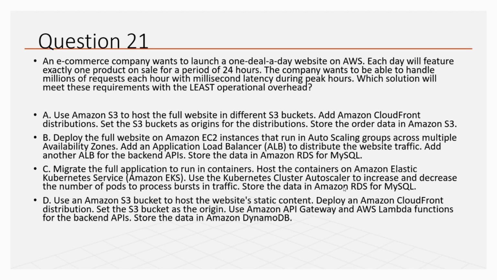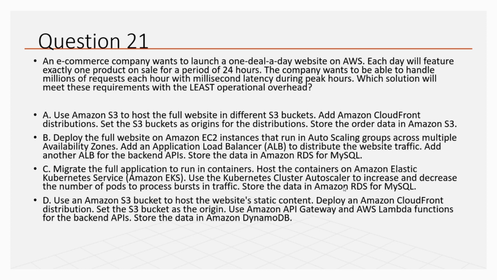The options that are given to us are: A. Use Amazon S3 to host the full website in different S3 buckets. Add Amazon CloudFront distributions. Set the S3 buckets as origin for the distribution. Store the order data in Amazon S3. And option B is deploy the full website on Amazon EC2 instances that run in auto scaling groups across multiple availability zones. Add an application load balancer to distribute the website traffic. Add another ALB for the backend APIs. Store the data in Amazon RDS for MySQL.